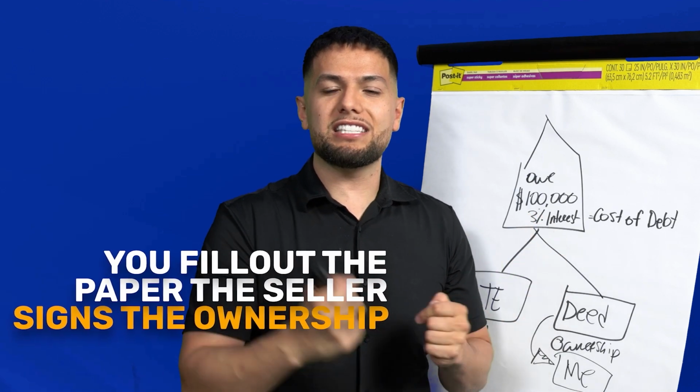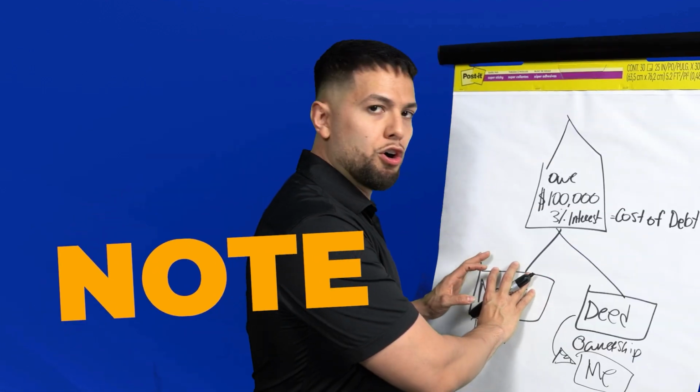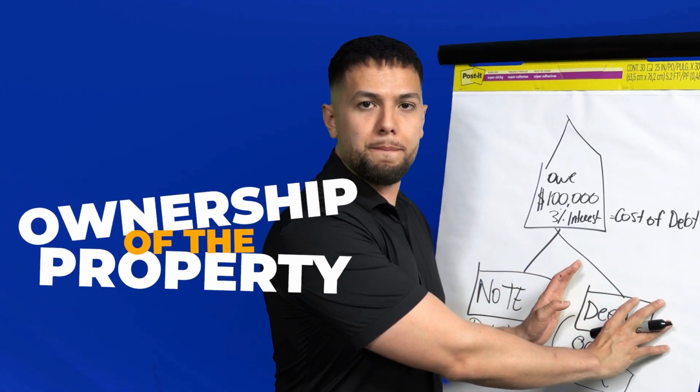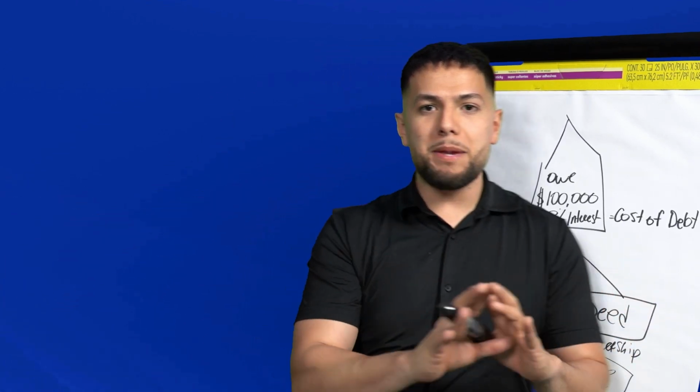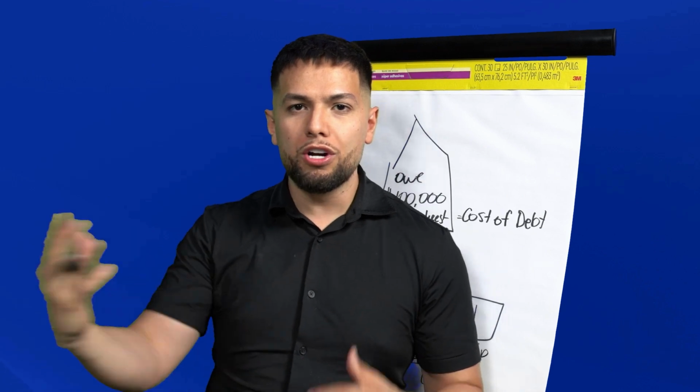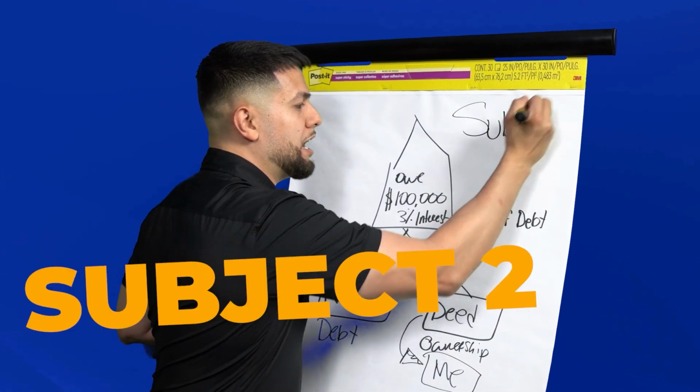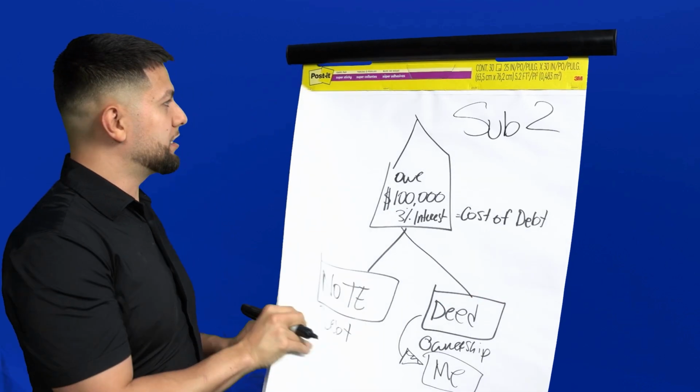The seller signs over the ownership, because the note, the debt of the property, and the ownership of the property can be separated. These two you can separate. Now, this is going to be on a sub to deal, on a subject to.